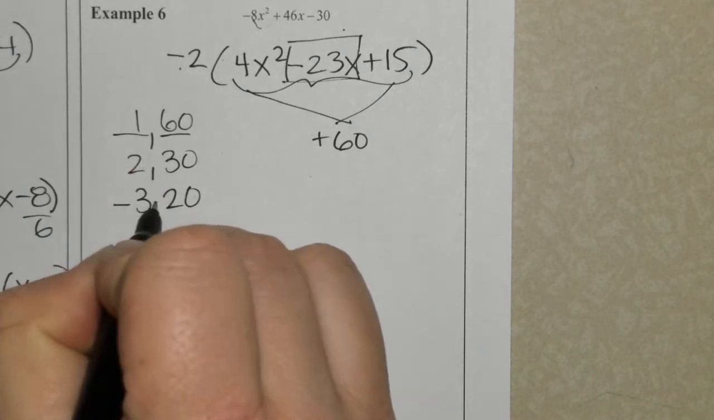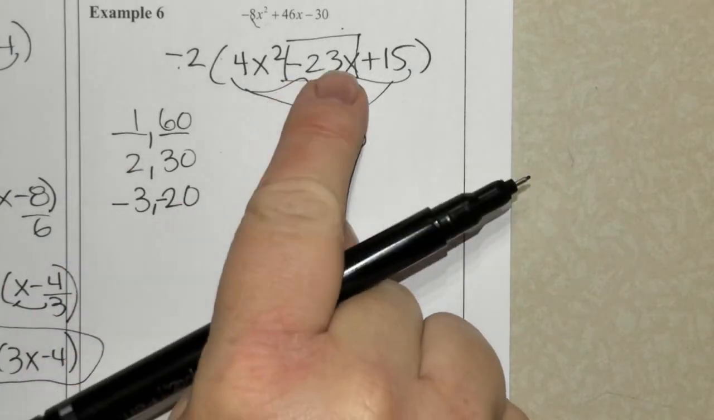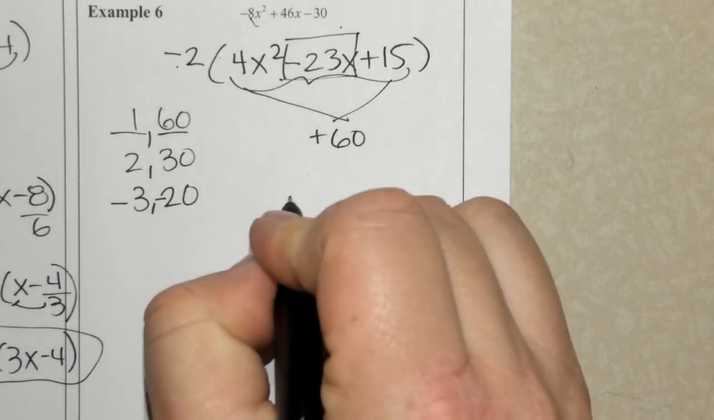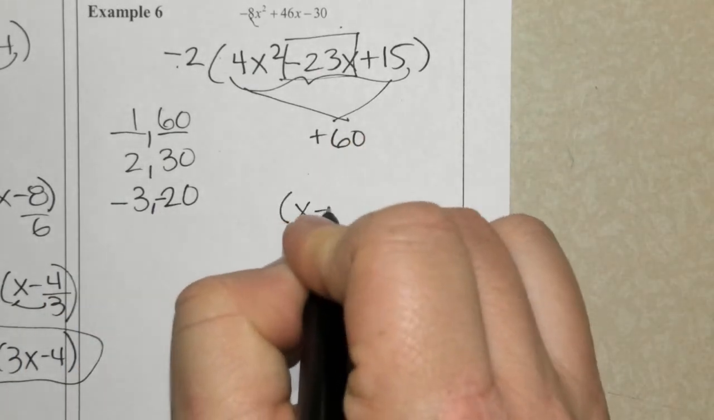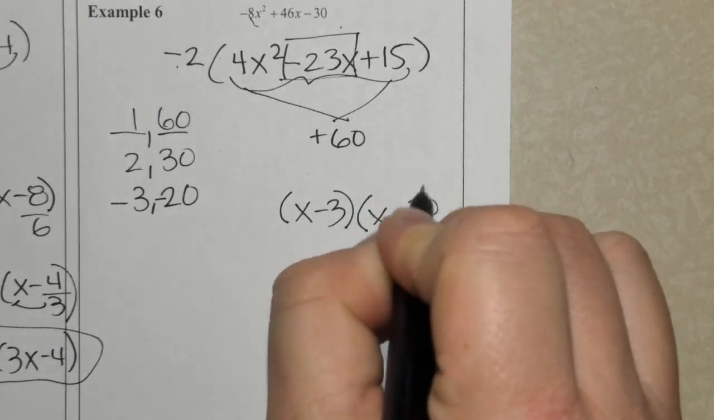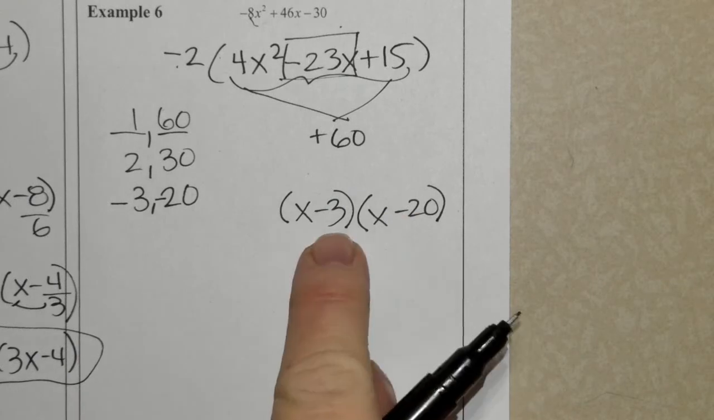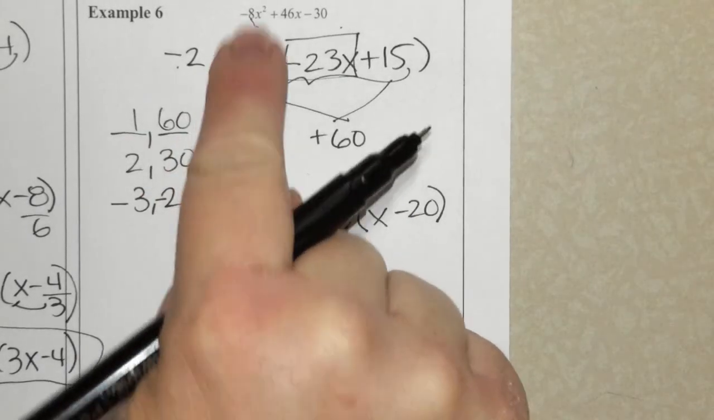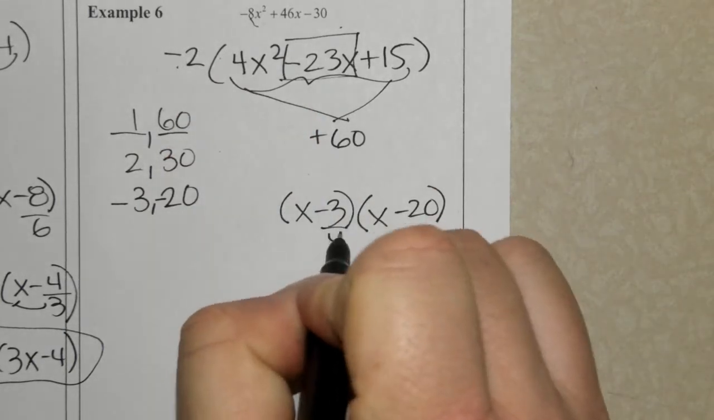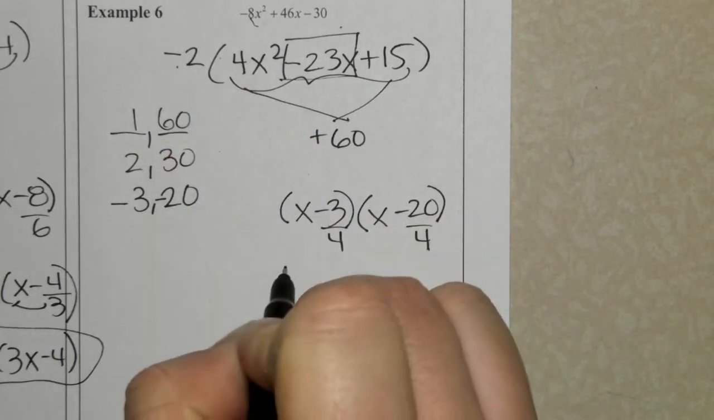Now, if they're both negative, I get a negative 23 combined, and if they're both negative, when they multiply, I get a positive 60. So I have x minus 3, and I have x minus 20, and here's the confusing part. I know I have to do bottoms up, but which one do I use? It's always this last trinomial that I'm working with. So positive 4 goes underneath, and now I'm going to reduce.